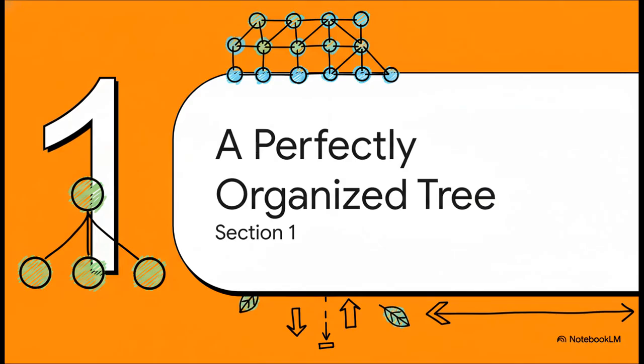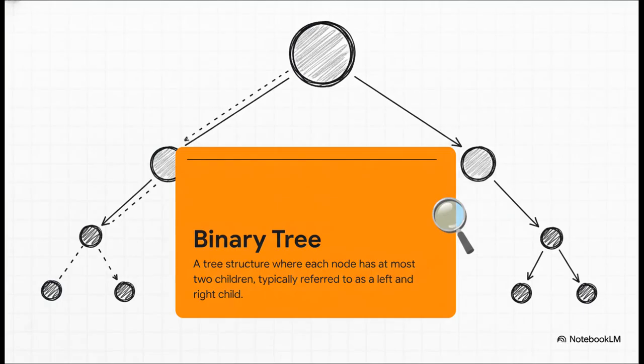Okay, so before we can even begin to understand a heap, we need to get our heads around its fundamental building block, and that is something called a binary tree. It's actually a pretty simple but really powerful idea. You've got a root node at the top, and every node below it can have, at most, two children, one on the left and one on the right. This whole parent-child relationship, that's the key to everything that's about to follow.